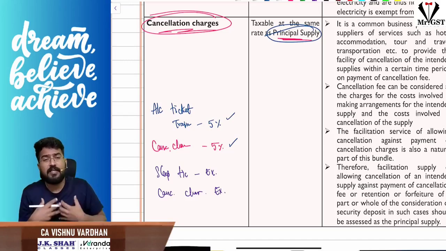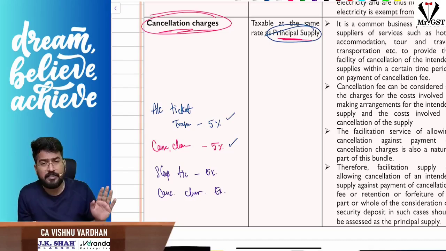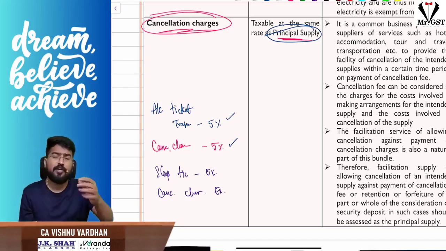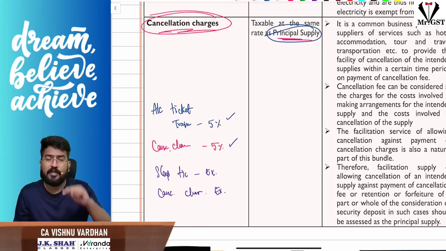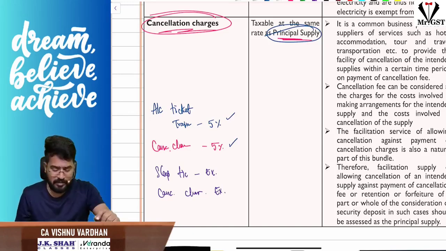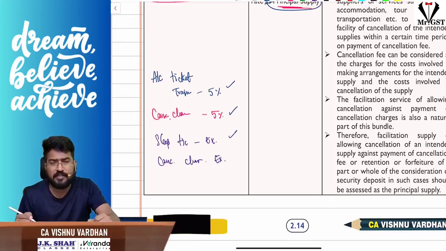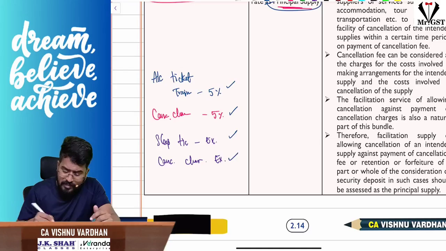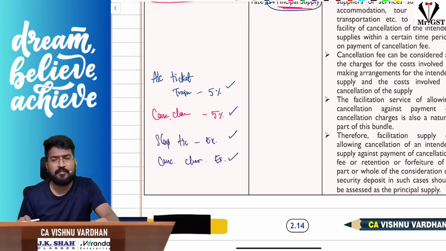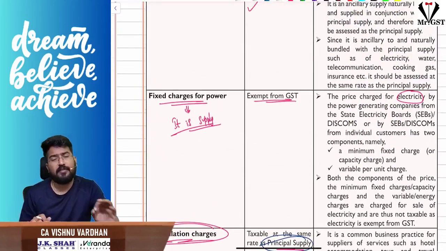So cancel, like that they're giving an option. They are not punishing you for canceling the ticket, they are giving you an option to cancel also. So they are agreeing to tolerate you canceling, so the amount will be treated at par with the principal supply. Suppose for example, if it is a sleeper ticket in train, it is exempt under GST, so the cancellation charge is also exempt under GST. Okay, so that is the situation, clear? So at par they will be treated with the principal supply.